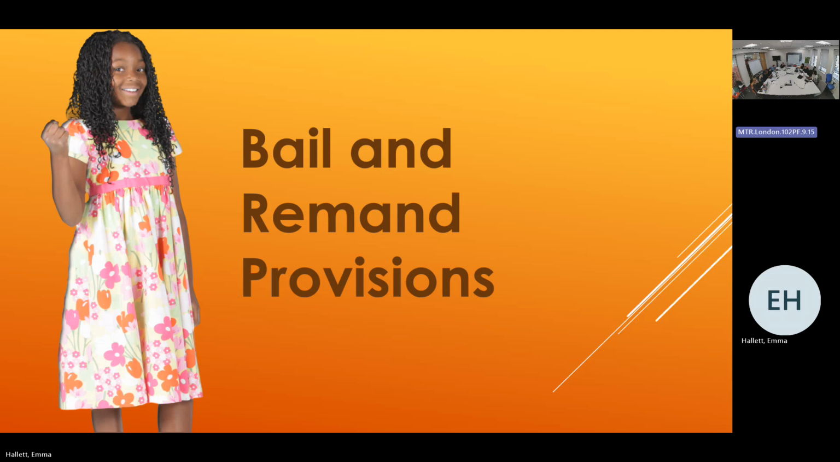Bail and remand provisions. So when you've got a young person appearing before the adult court, it's really important to make sure you've got the right people in court. So what I'm talking about there is the Youth Offending Service. In your handout, I've put a little glossary of terms, because there are loads of abbreviations in the youth court for some reason. So you'll see that they're on there.